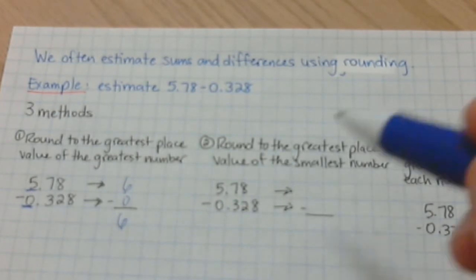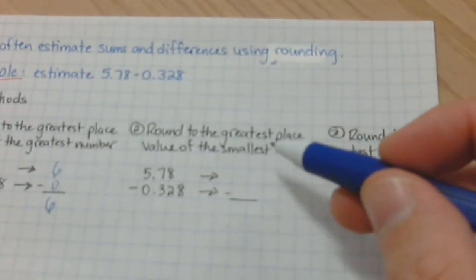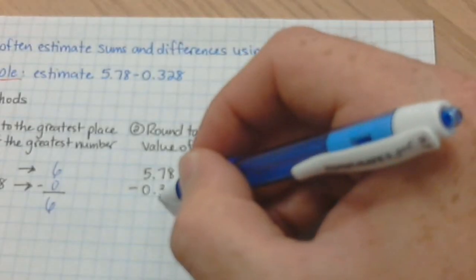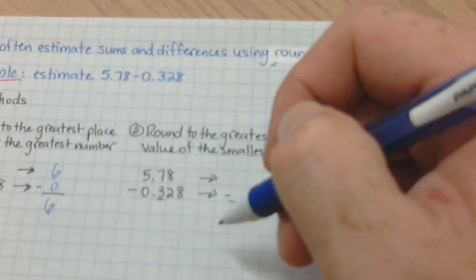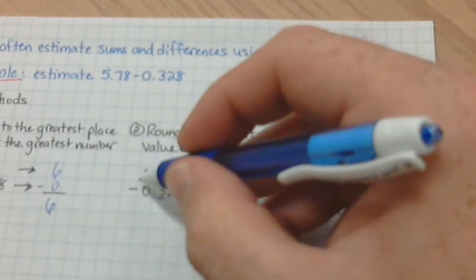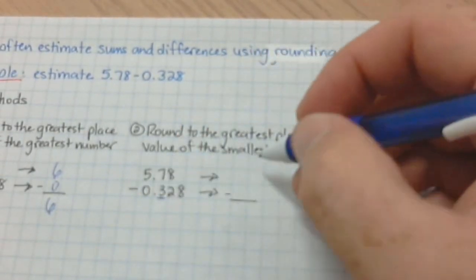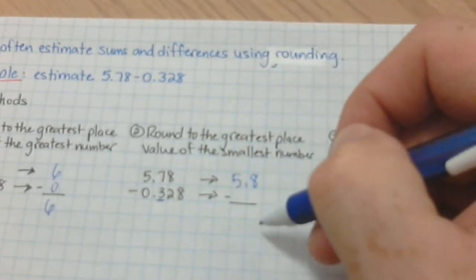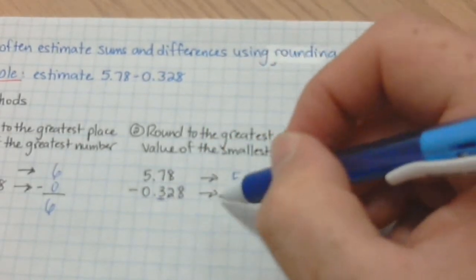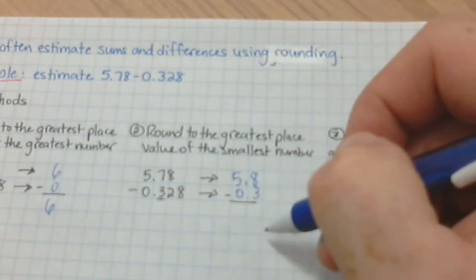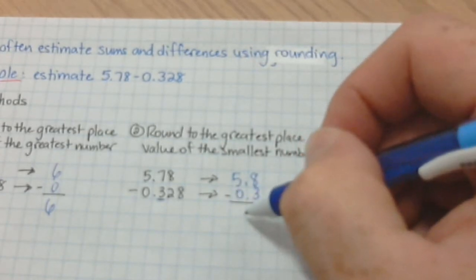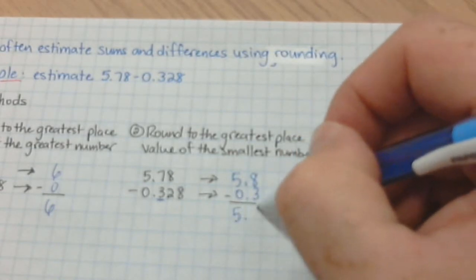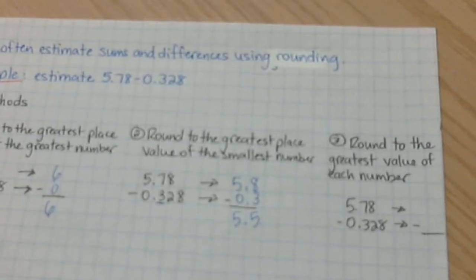This one says to round to the greatest place value of the smallest number. The biggest place value of the smallest number is the tenths. So if we round 5.78 to the nearest tenth, it becomes 5.8. And this one becomes, using our rules for rounding, 0.3, which means that 5.8 minus 0.3 is 5.5.